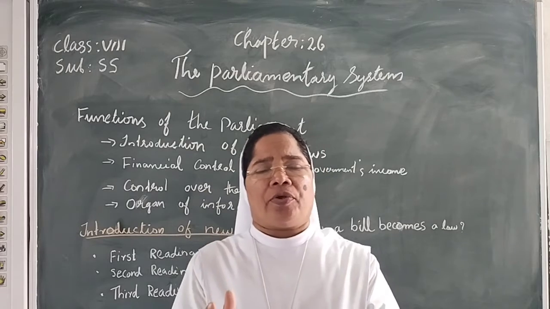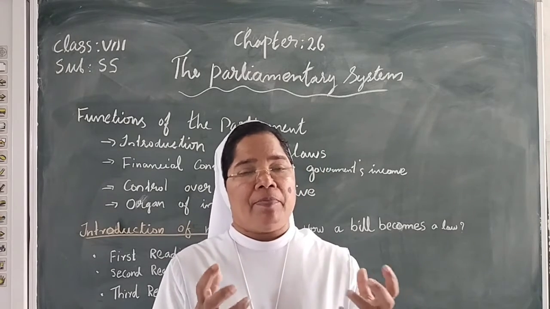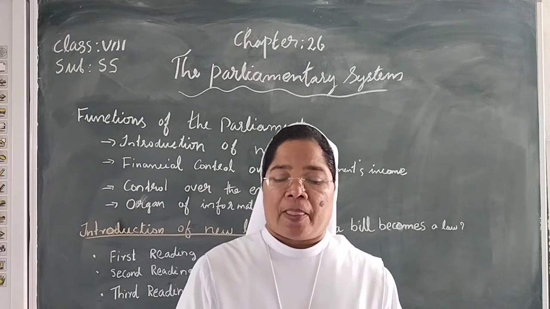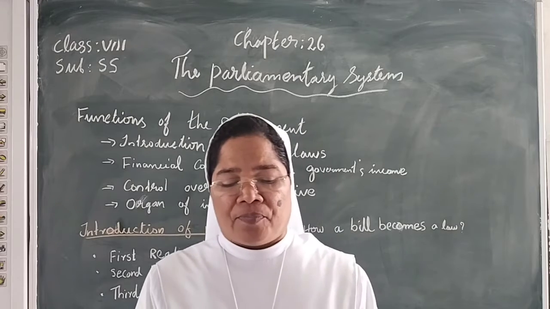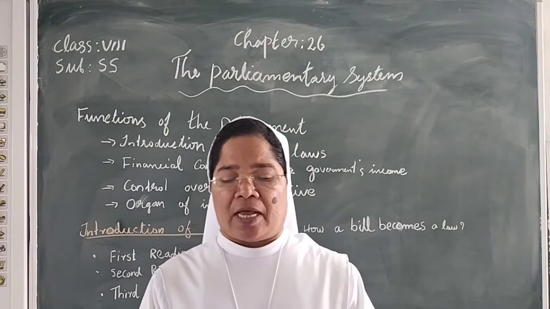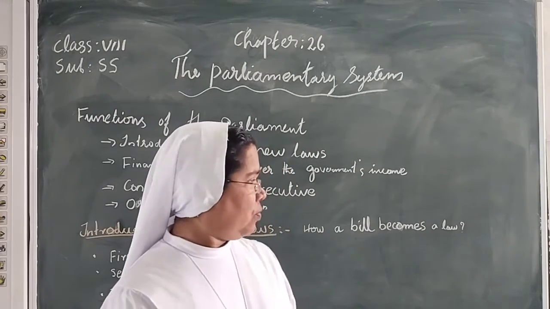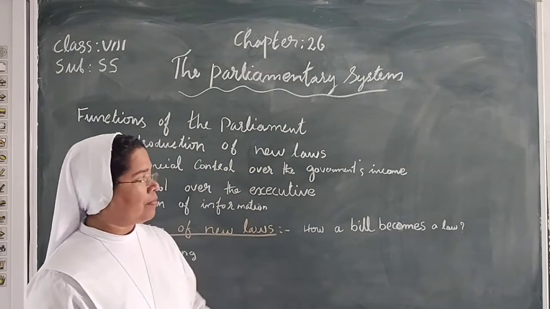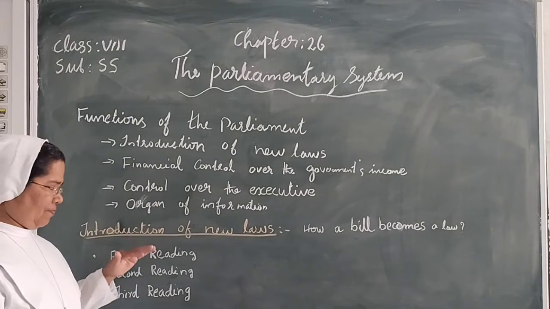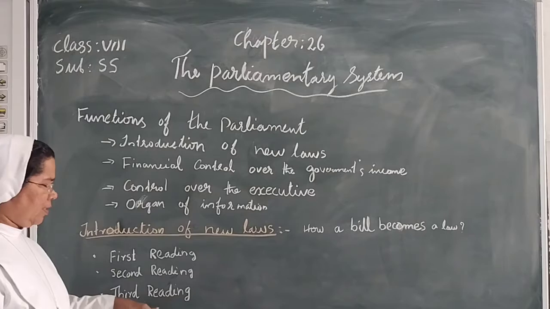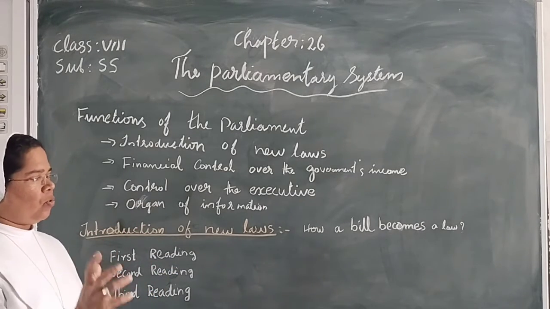Now let us see how a bill becomes a law. There are certain stages that a bill has to pass through before it becomes a law. There are three stages: first reading, second reading and third reading. Only then does the bill become a law.